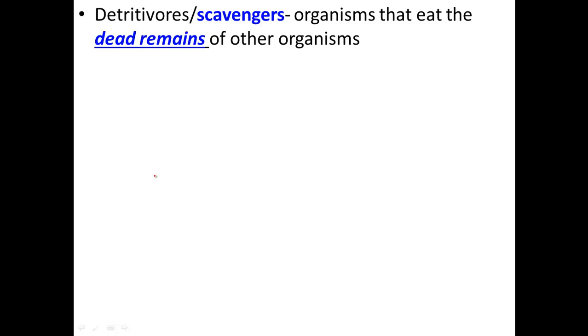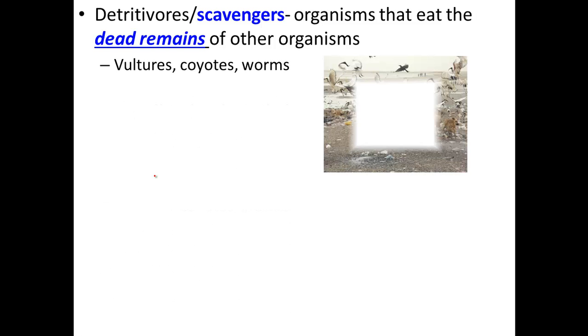Now detritivores, or scavengers, are organisms that eat dead remains of other organisms. So think of, like, the Serengeti, or a desert. If you had a dead animal, say this dead camel right here, you're going to have all sorts of things that are going to feed on it.